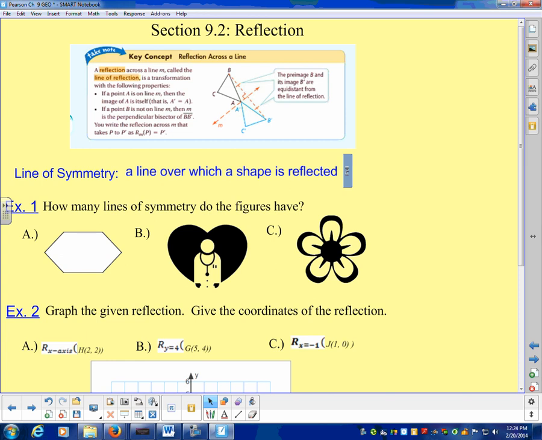Go ahead and look at A right now. See how many lines of symmetry you can draw there. Now make sure you can fold the shape over and it will match up perfectly. They have to be straight lines.